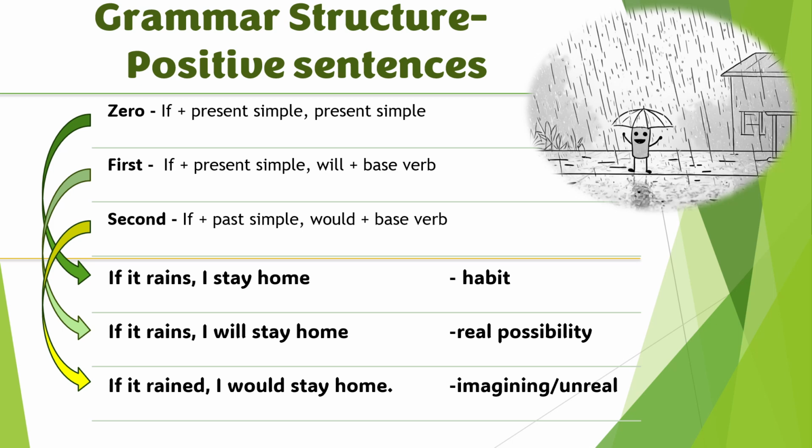Here are examples for each one. If it rains, I stay home. This sounds like a habit or something you always do. If it rains, I will stay home. This is about a real situation in the future. If it rained, I would stay home. This sounds hypothetical, like you're imagining the situation.